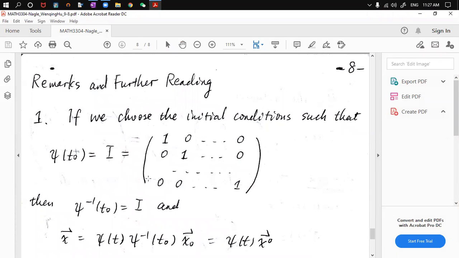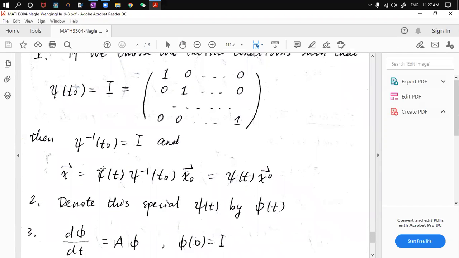Here I'm going to make a few remarks before I close today's session. The first remark is that if you choose the initial conditions such that the fundamental matrix is the identity matrix, then remember the inverse of the identity matrix is still the identity matrix, so the particular solution is just the fundamental matrix multiplied by the initial condition.